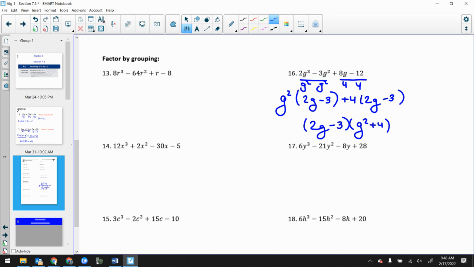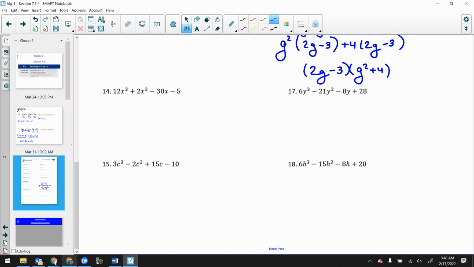Noah, you go over 18. Yeah, same type of thing there. Factor by grouping. Underline the first two and last two. What's my GCF out of my first two? Is it just a variable here? No, I've got a number too. 3h squared. So let's pull it out, which gets me a 2h minus 5. 15 divided by 3 is 5. Same thing here. Now, if I've got a negative in the middle, what does that tell me about my negative?